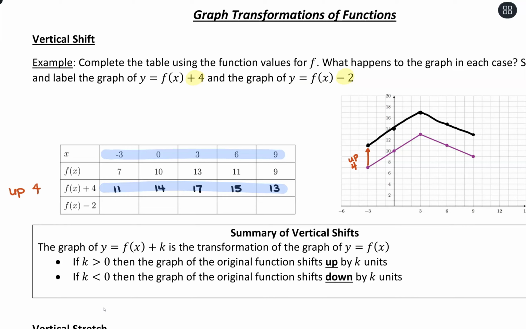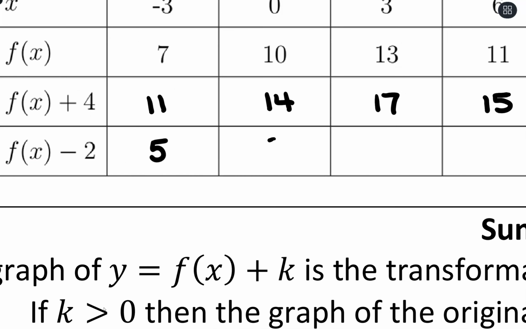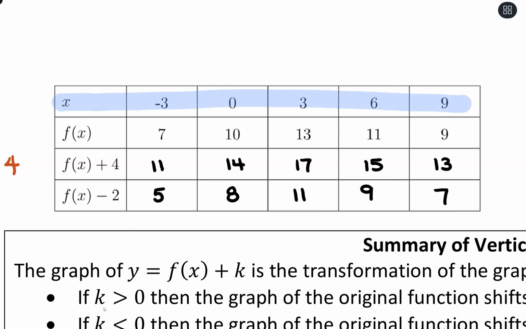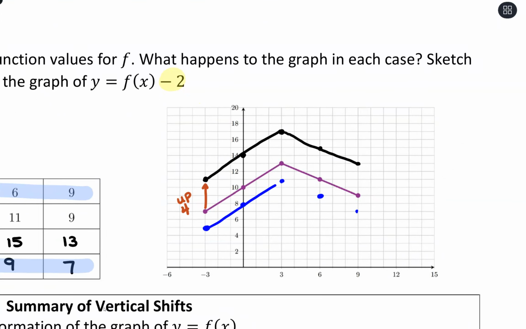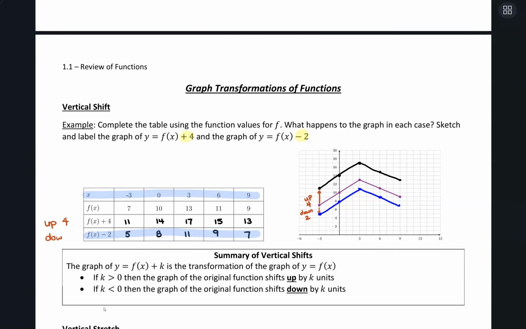Now let's do the same thing, except we're going to take those same outputs, that original 7, 10, 13, 11, 9, and now we're going to take away 2 from each of them. So that would leave us with 5, 8, 11, 9, and 9 minus 2 is 7. So we're going to graph our x coordinates along with those new y coordinates. At -3, we're going to have +5. At 0, we're going to have +8. And there, and there, and there. What we see with this transformation is that we ended up moving down 2 units from that original graph. So that moved down 2.